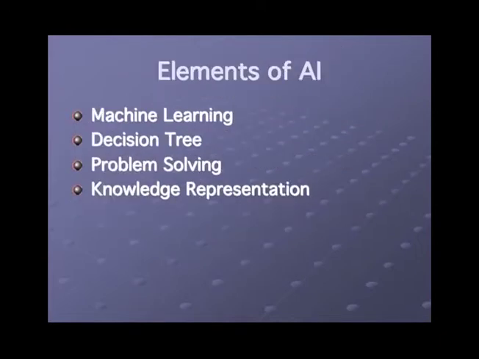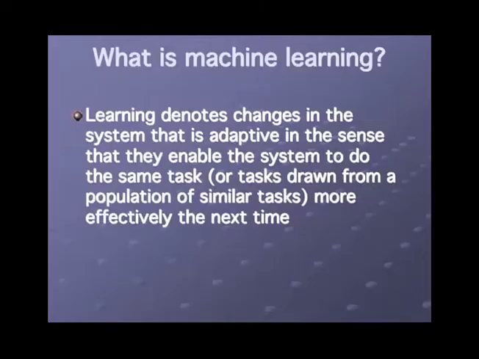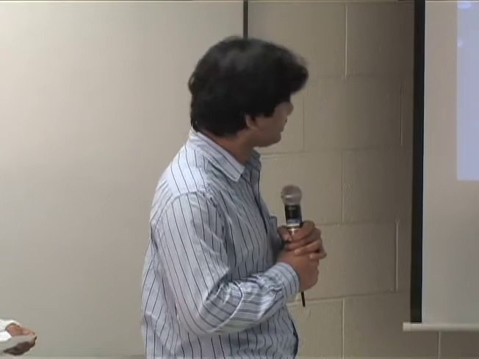Elements of AI: machine learning, decision tree, problem solving, and knowledge representation. What is machine learning? Learning denotes change in the system that is adaptive, in the sense that it enables the system to do the same task, or tasks drawn from a population of similar tasks, more effectively the next time. So it's all about learning and performing better.